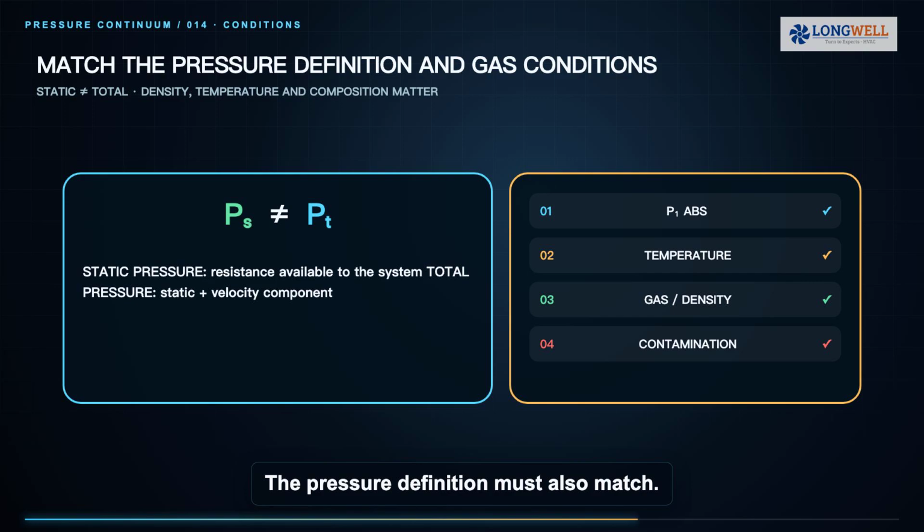The pressure definition must also match. Static pressure and total pressure are not interchangeable. For higher pressure ratios, density, inlet temperature, gas composition, and compressibility become more important. A gas appliance blower also needs appliance-specific safety validation. A visually similar fan is not an automatic replacement.